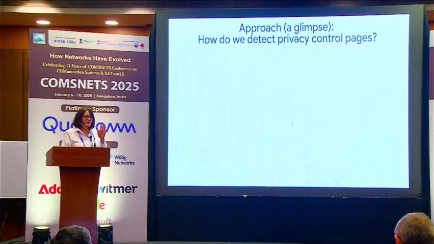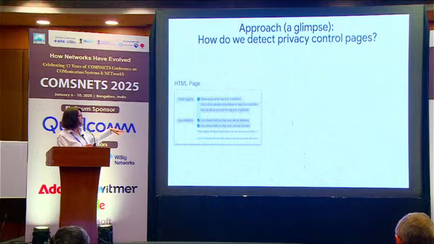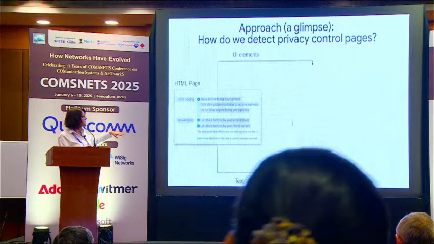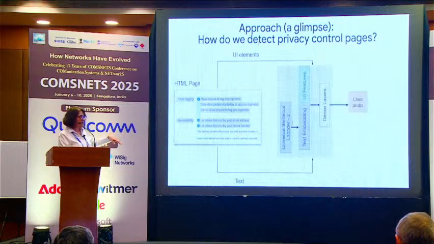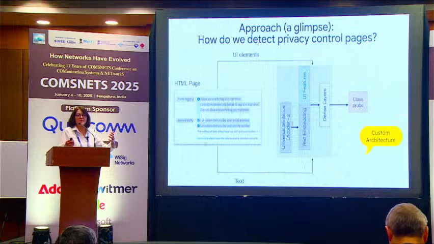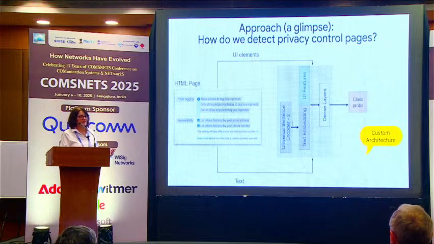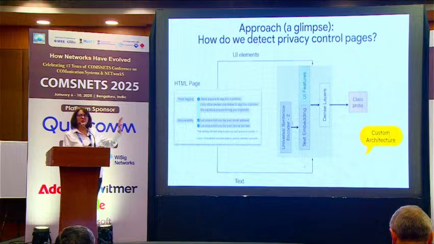So again, I'll just say briefly, this works by, they scraped the HTML pages, they had to do some HTML parsing and some JavaScript processing. The text is converted into text embeddings. The UI elements have to be captured as well. Create a series of dense layers, and you've got your predictable thing. This is just the first step in their solution where they're trying to figure out where is the page where these privacy controls live.